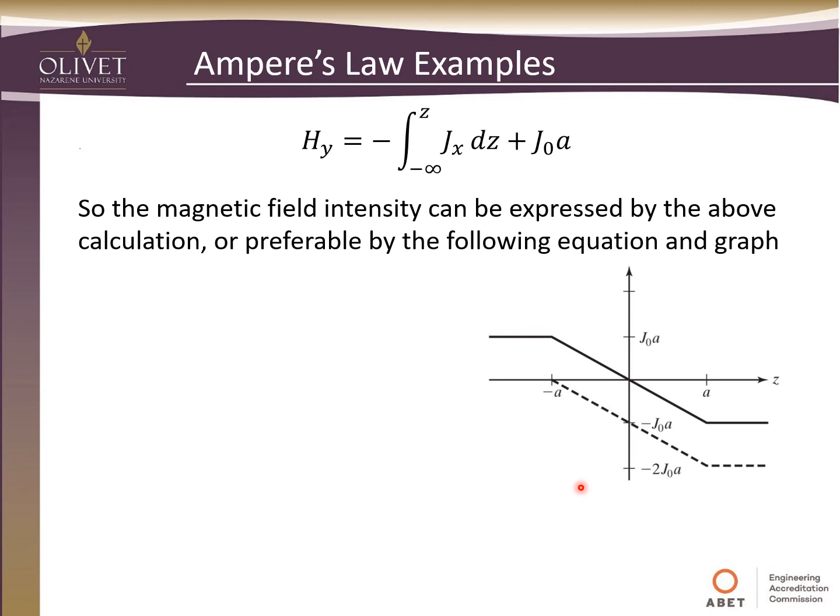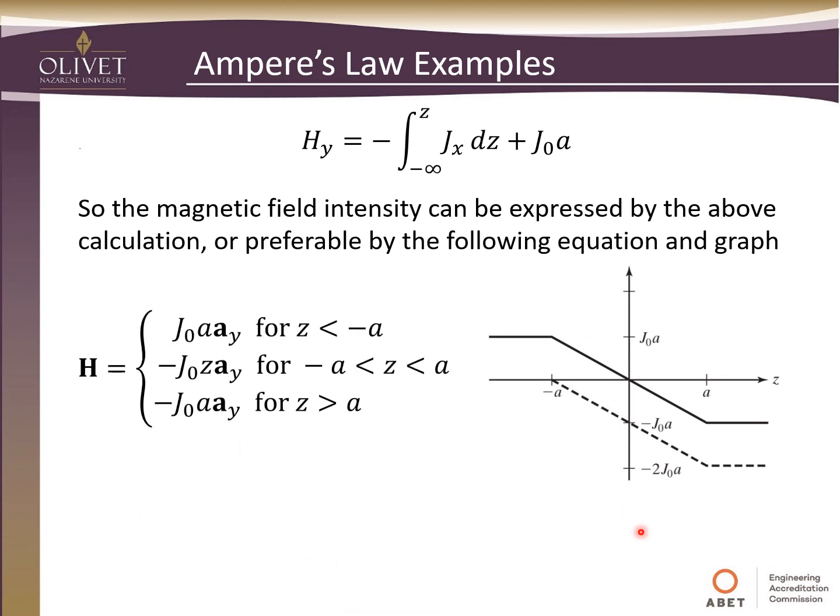So the magnetic field intensity can be expressed by the above calculation, but I think a better way to understand is to break it up into parts. When we do that, we'll say that the magnetic field is constant outside of our region. So from negative a in this direction, where z is always less than that, it's just J naught a in the y direction. Same thing for this bottom one. Once we get outside the region on this side, it's negative J naught a, so it's moving in this direction. In between we'll have negative J naught z a sub y, so it varies with z. As z goes to 0, it's 0, and when we get to these two endpoints, it creates that point of continuity there.